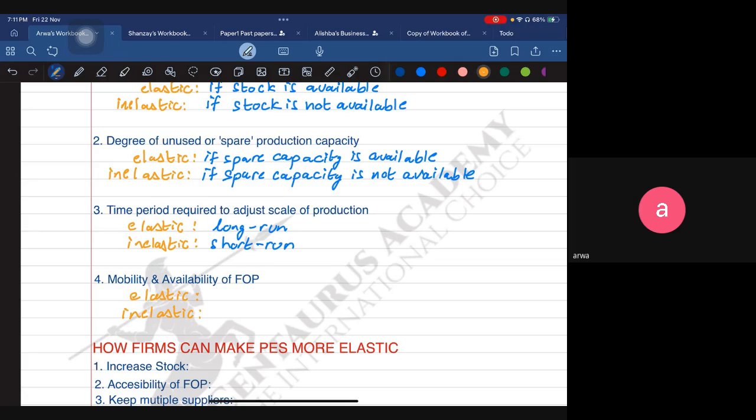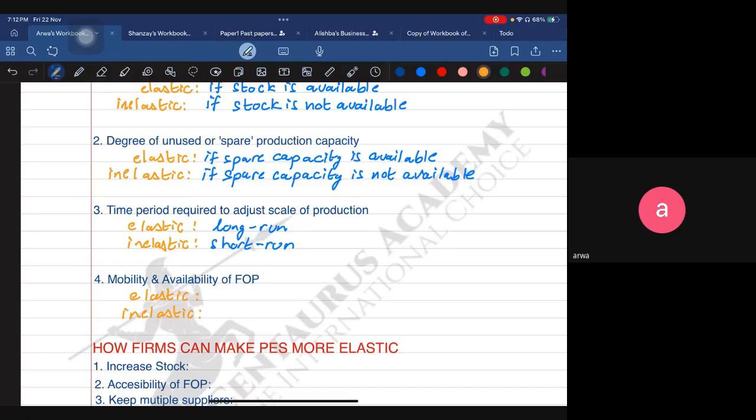But if it's inelastic, for example, there's no availability, there's higher unemployment, and they just recruited new employees who don't have skills, then the supply would be inelastic for a while until they adjust the scale of production. That is very important, they need to adjust the scale of production. If they can't, then obviously they can't have it. Because it is then going to be considered as inelastic.